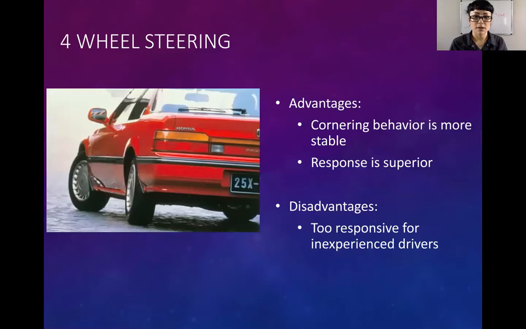Okay, so advantages. The advantage of a four-wheel steering system is that the vehicle becomes a lot more stable. The response is super fast, which is why inexperienced drivers don't like it, because it's too responsive. It's something that will take getting used to, but can be really helpful once you get used to it. But again, most drivers are point A to point B type people, and so not everybody really wants this.